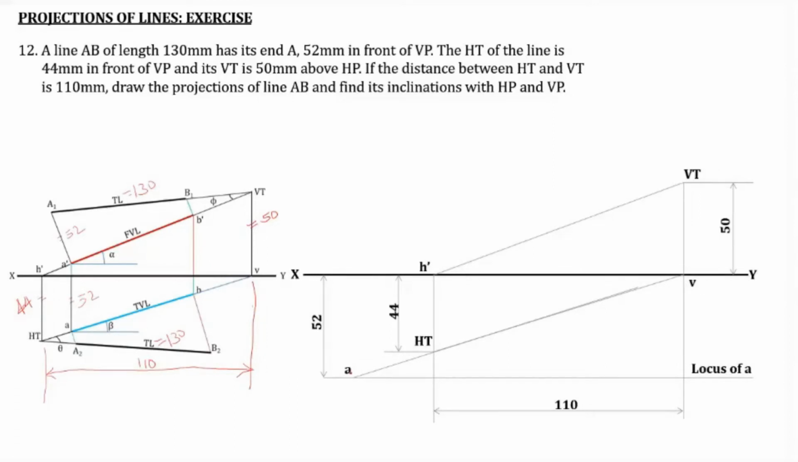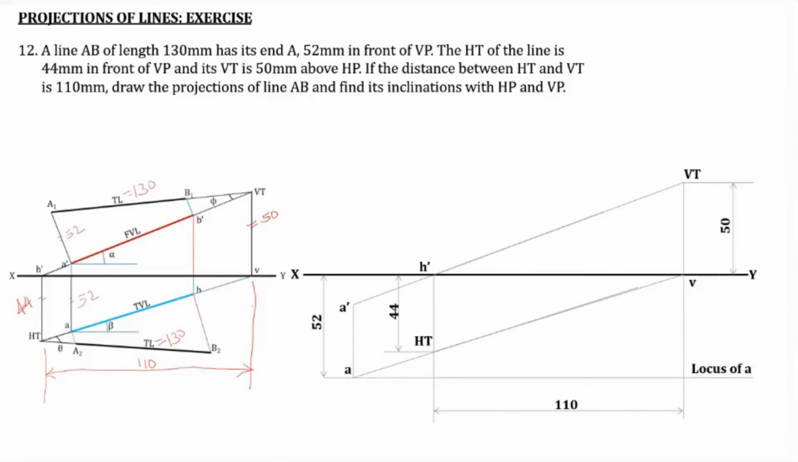Now from this one you can find out the point A dash. Point A dash is in the same line joining H dash and VT. So that line you have to extend. So here you can get the point A dash. Point A dash is obtained, point H dash is obtained, point VT is there, point A, HT and V are there.